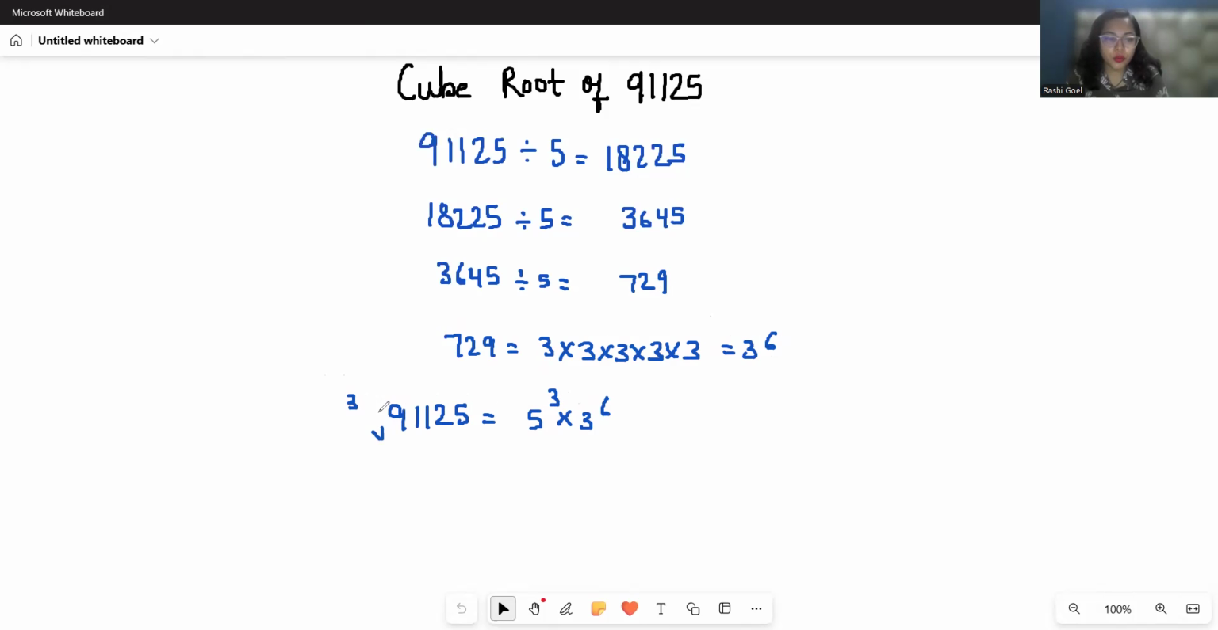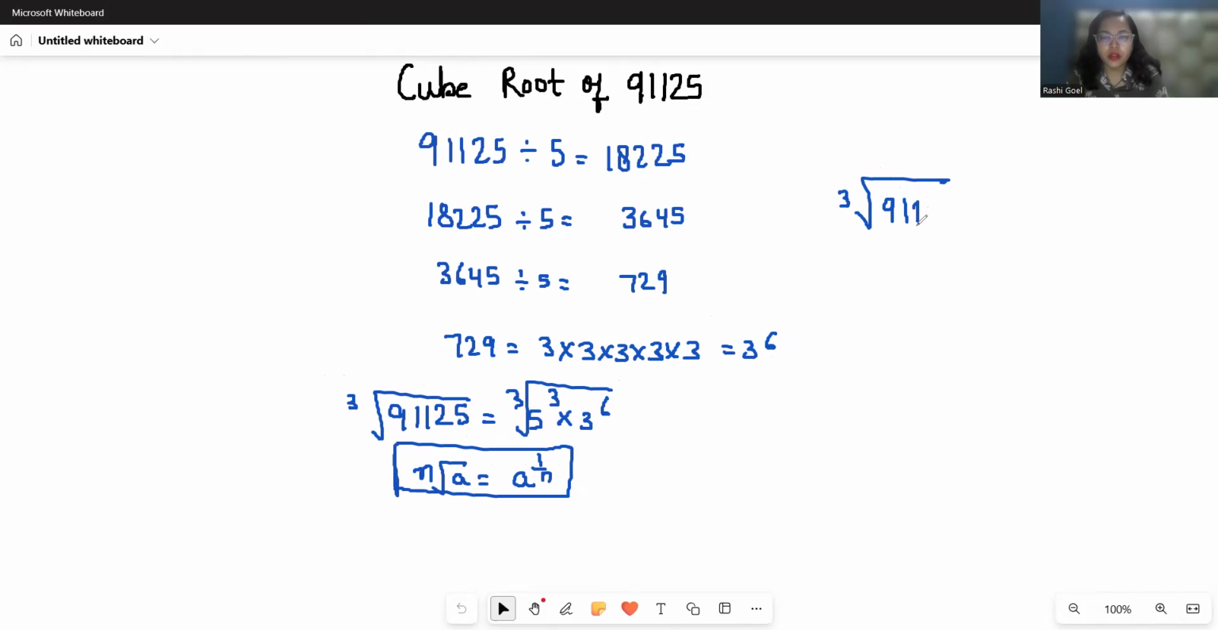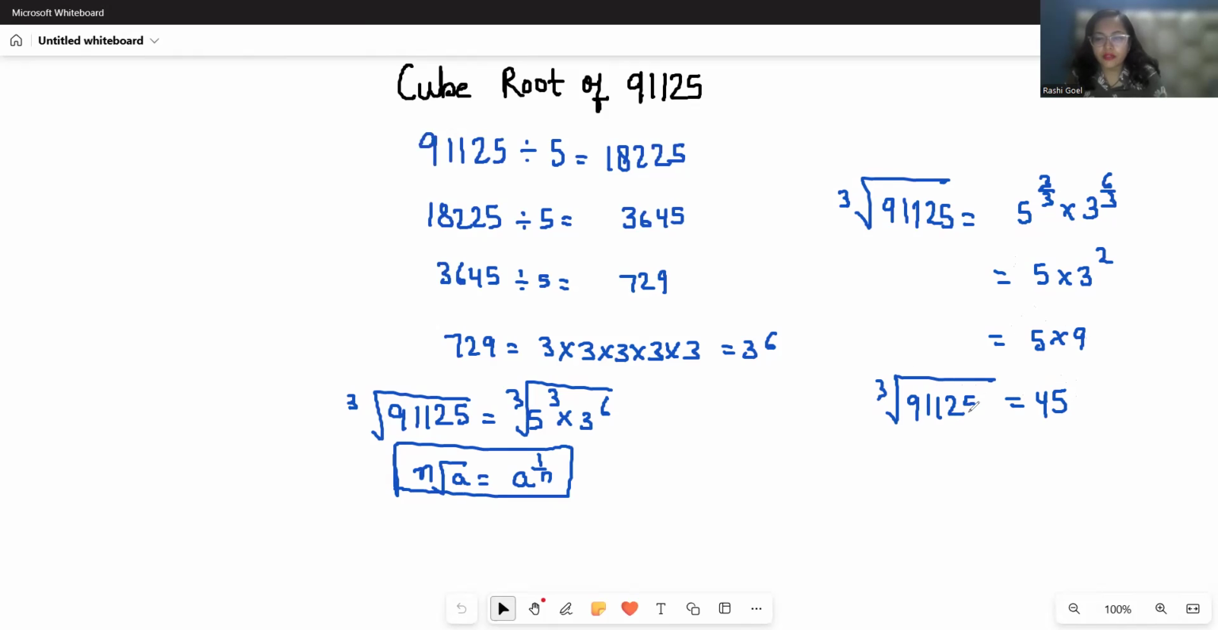Now we have to find the cube root, so I am taking the cube root on both sides. According to the exponent rule, nth root of a, we can write it as a power 1 by n. So this becomes the cube root of 91125 equals 5 power 3 by 3 times 3 power 6 by 3. So it becomes 5 times 3 power 2, that is 5 times 9, and 5 times 9 is 45. So the cube root of 91125 is 45. I hope it's clear and you find it useful.